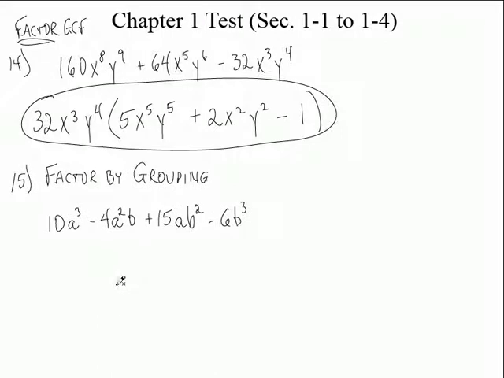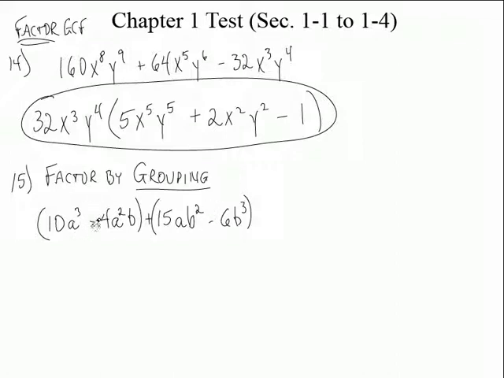Okay, we're going to do some more factoring, and this is a different type. It even tells you what type it is, and it makes it a little easier to figure out what to do. By grouping. If you look at this, there's nothing in common with all 4 of these at the same time. But if I group these 2 together, and I group these 2 together, there is a greatest common factor with these 2, and there is a greatest common factor with these 2. So that's what I'm going to do.